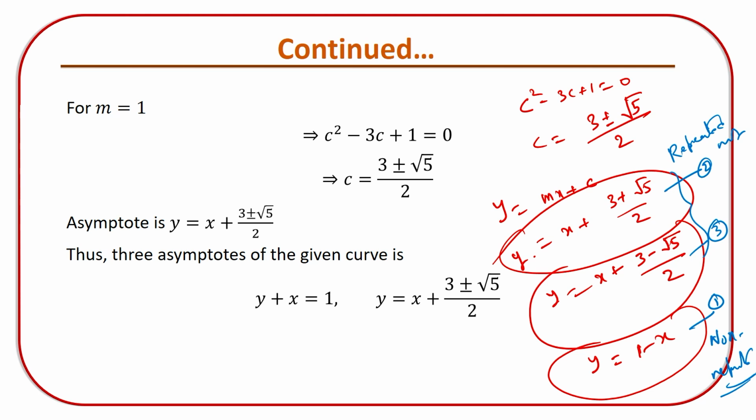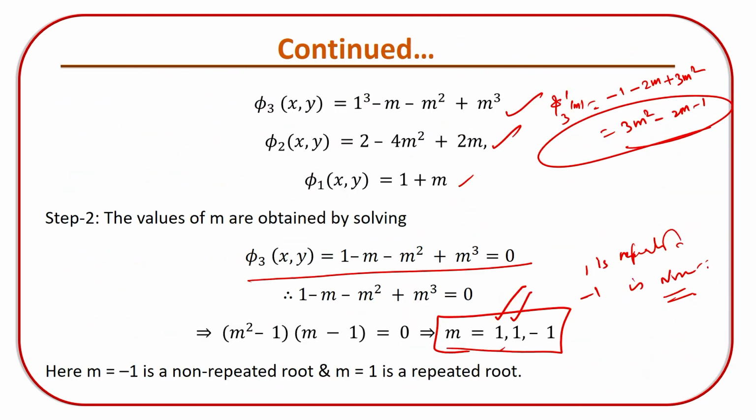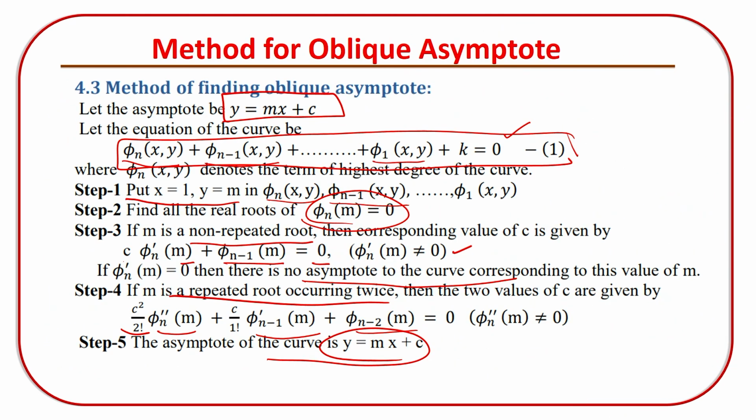So, with this example you now understand what the method for oblique asymptotes is saying. What we have done is just assume that y equal to mx plus c will be our oblique asymptote. Now, in this straight line y equal to mx plus c, m as well as c are unknowns. So, I have to obtain m first. To obtain m first, I have to gather all the equal terms in the given curve.